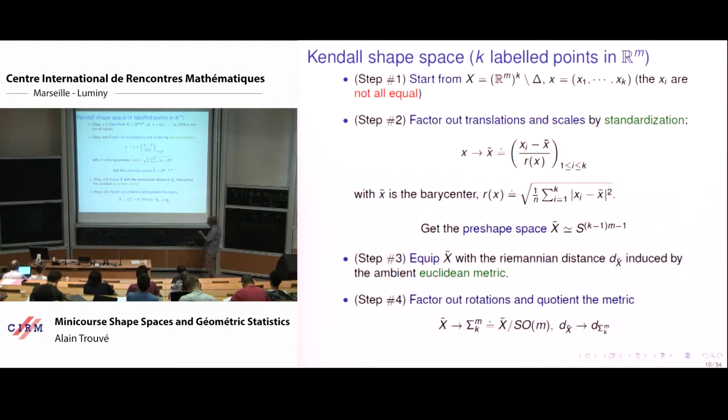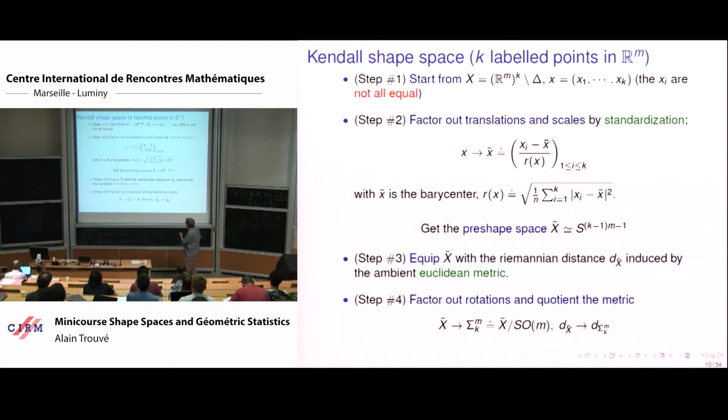Okay. So from a general point of view, you have this situation here. You have X, which is this product, and you remove the diagonal. You don't want to have all the points at the same place. You want to avoid that. Now, you will factor out, this is the construction of Kendall, the translation and scale, by some kind of standardization. So you just remove the barycenter, so you center your shape.